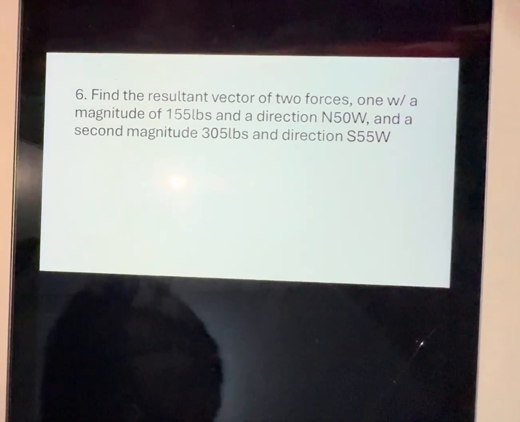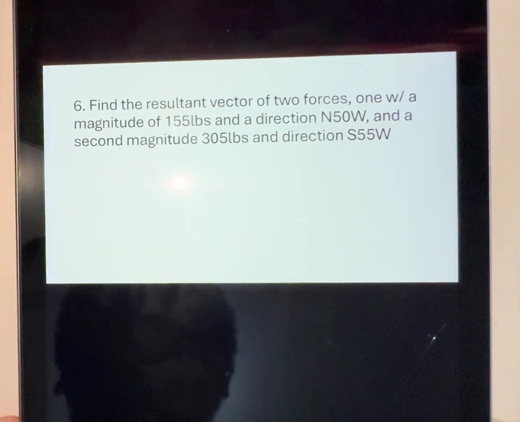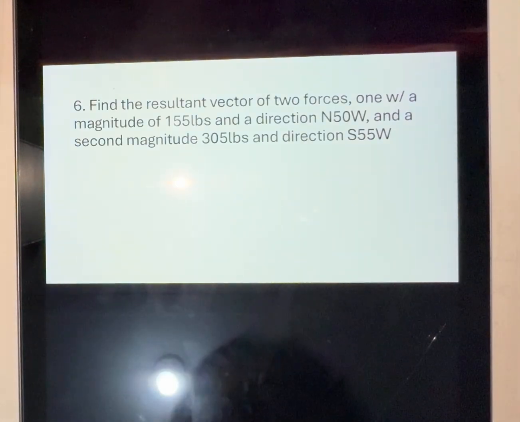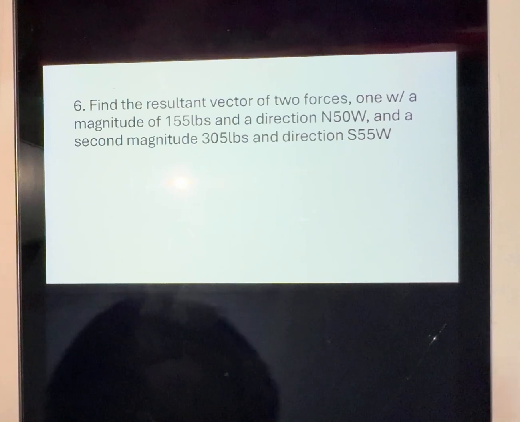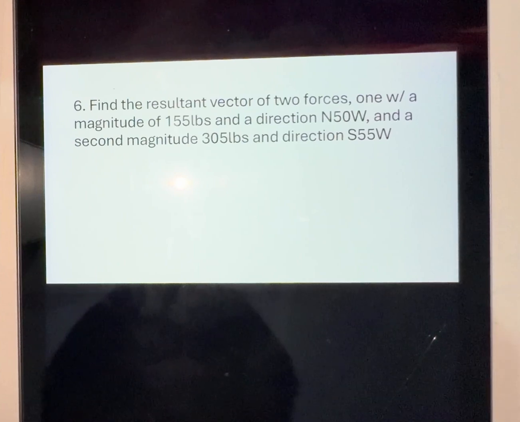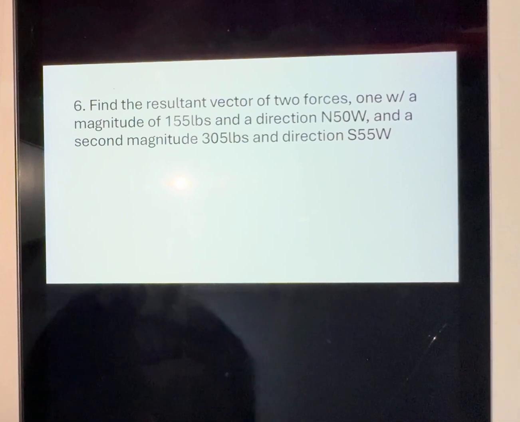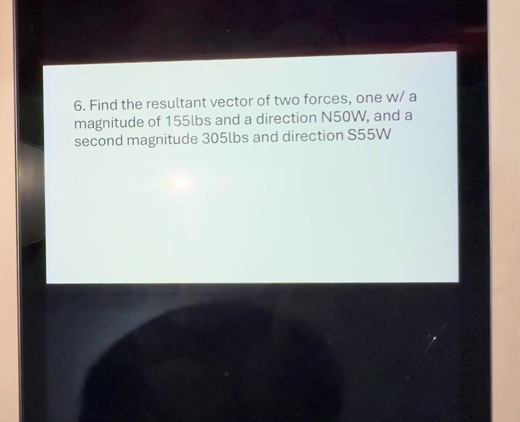Hello everyone, today we're going to be solving another word problem regarding addition of vectors. This is the sixth problem about it. Find the resultant vector of two forces, one with the magnitude of 155 pounds in a direction north 50 degrees west, and a second magnitude 305 pounds in direction south 55 degrees west.